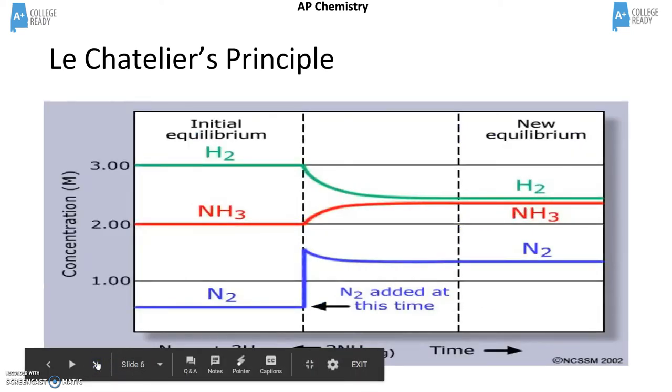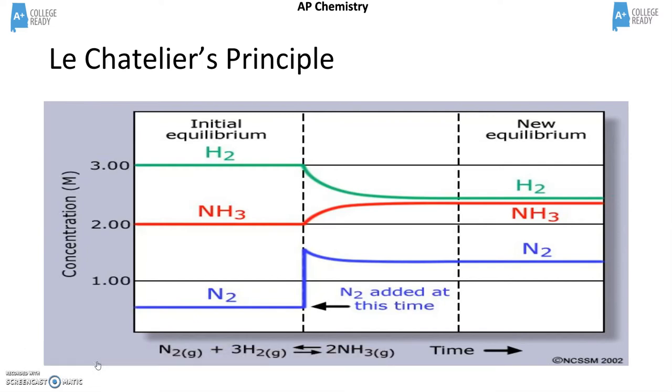So here's that graph again with the Haber process of forming ammonia. And notice the initial equilibrium. This is what we're talking about in terms of hydrogen is at a concentration of 3, so it will be at the highest part of the graph.